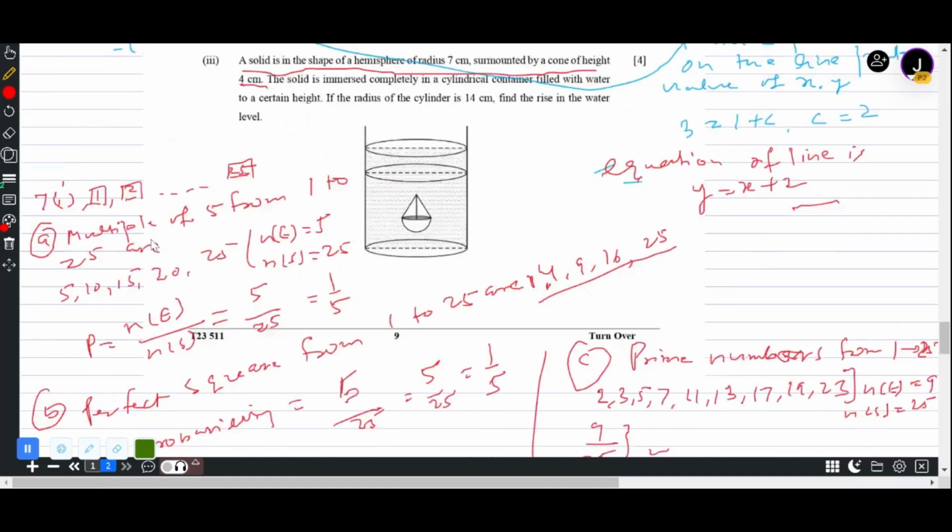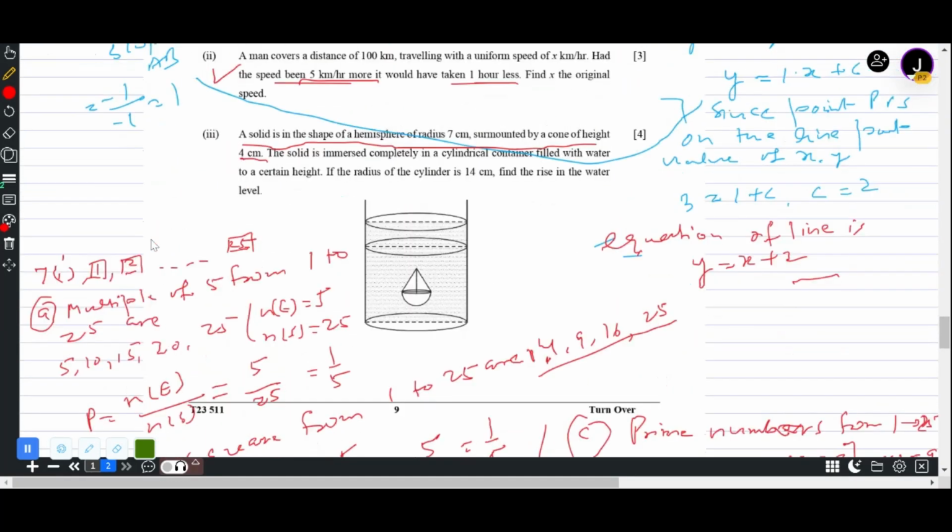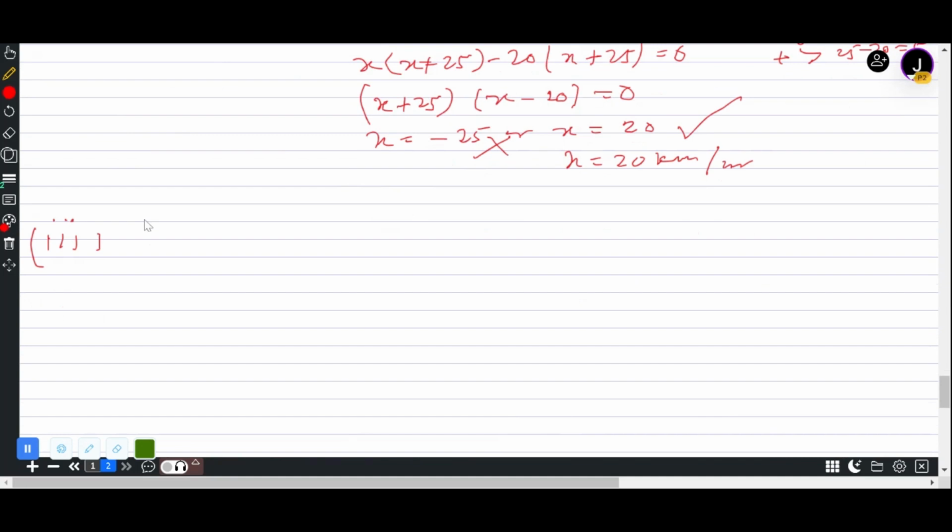So first we will find the volume of the solid object. The solid object has a hemispherical part. So the volume of hemisphere is, what is the volume of hemisphere? What is the full volume of a sphere? It is 4 by 3 pi r cube, right?